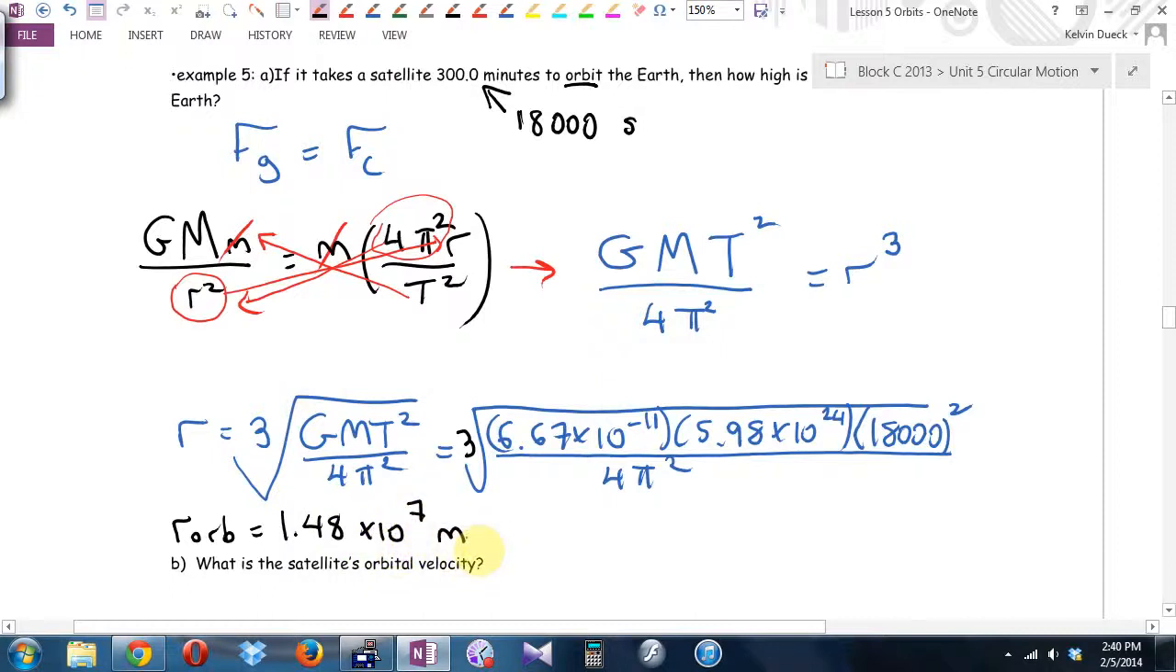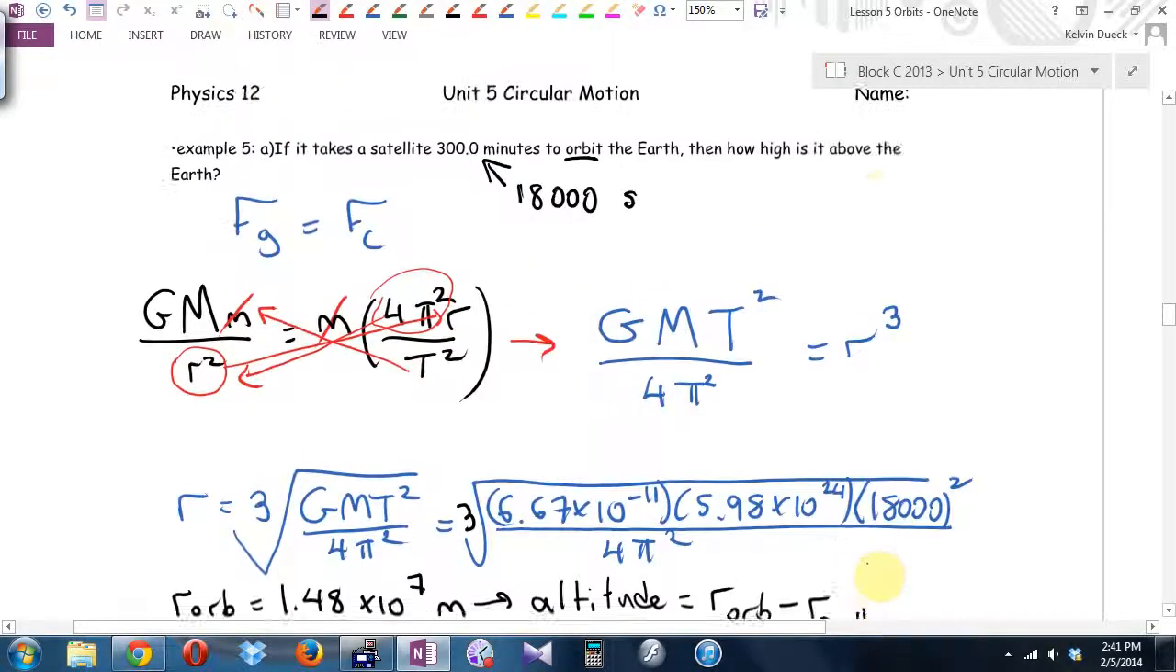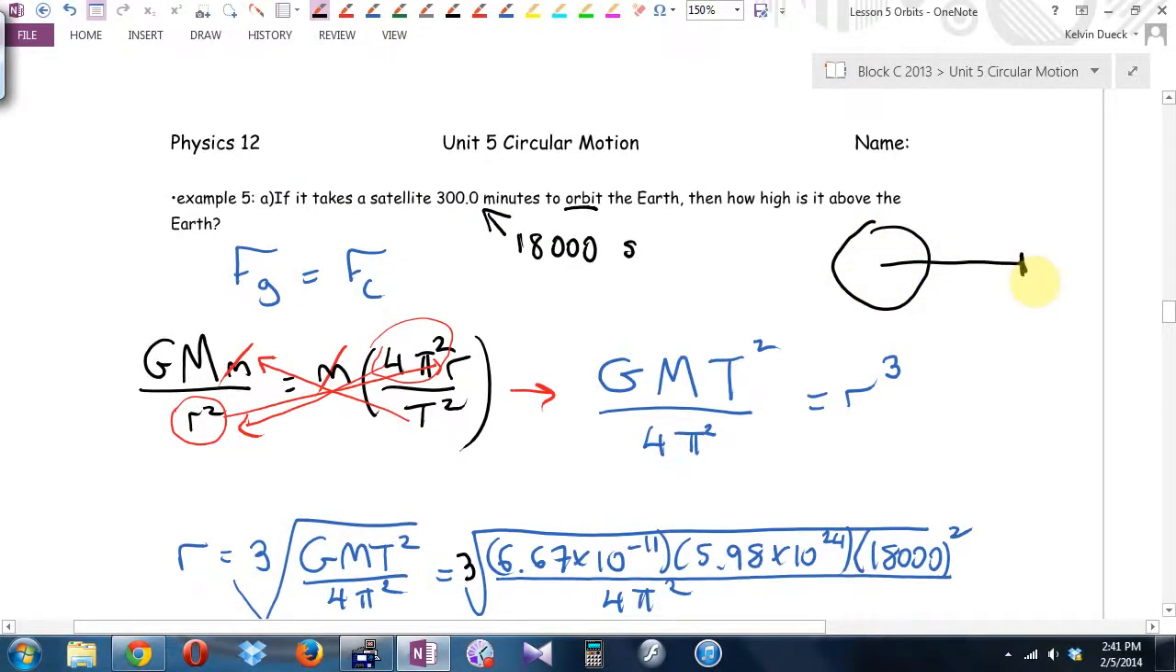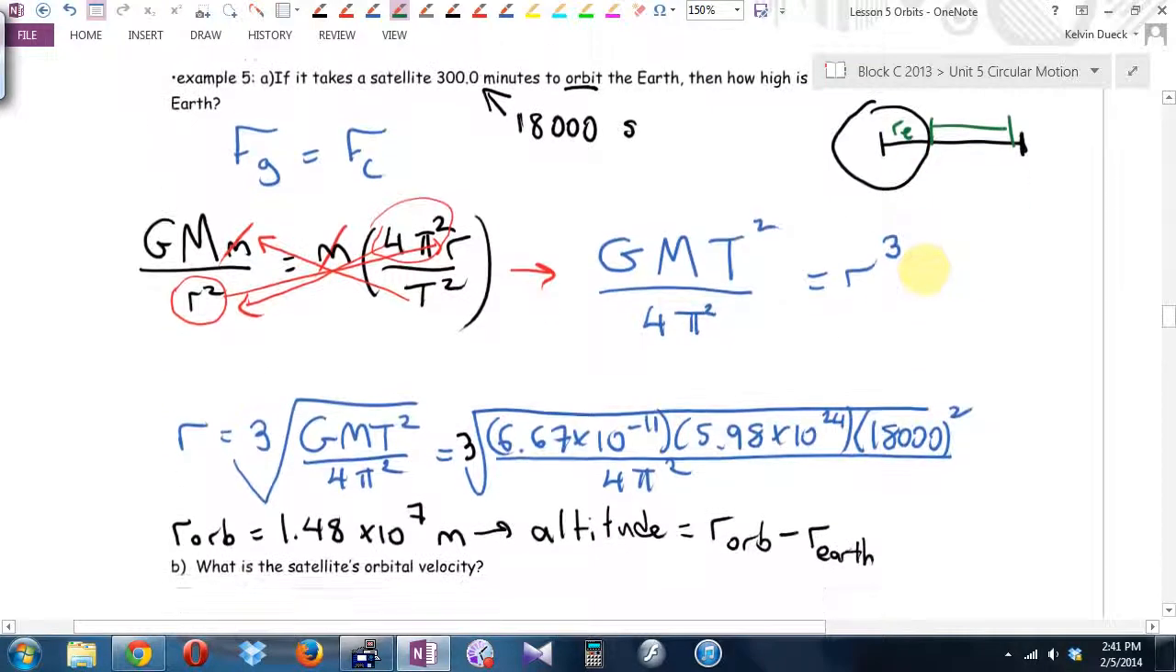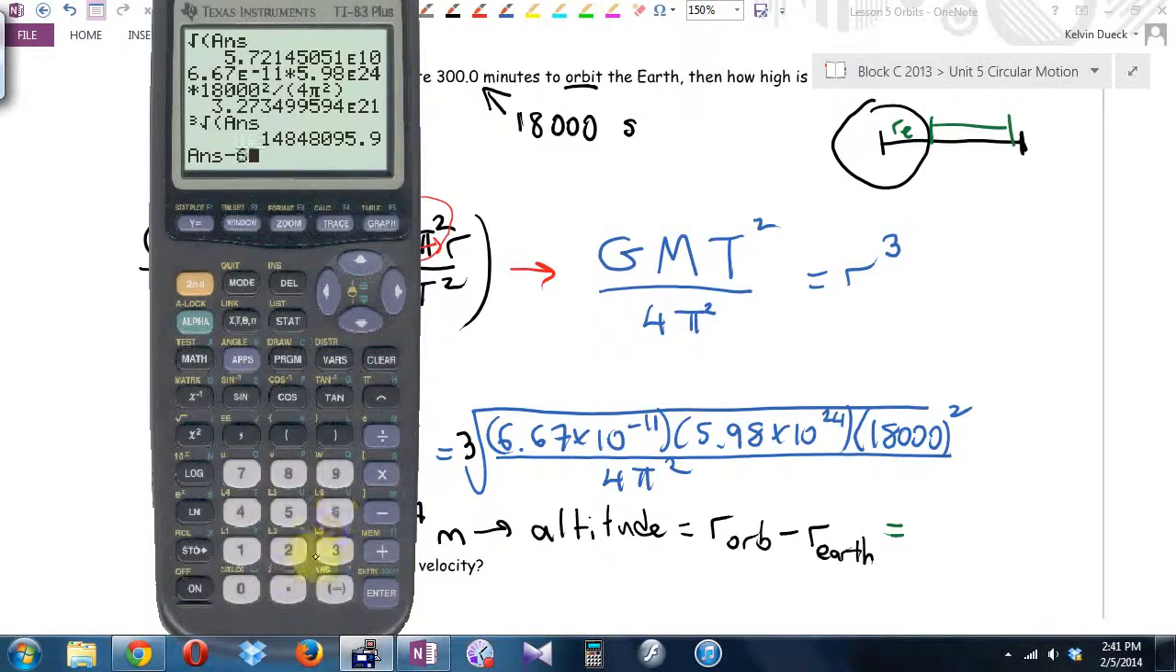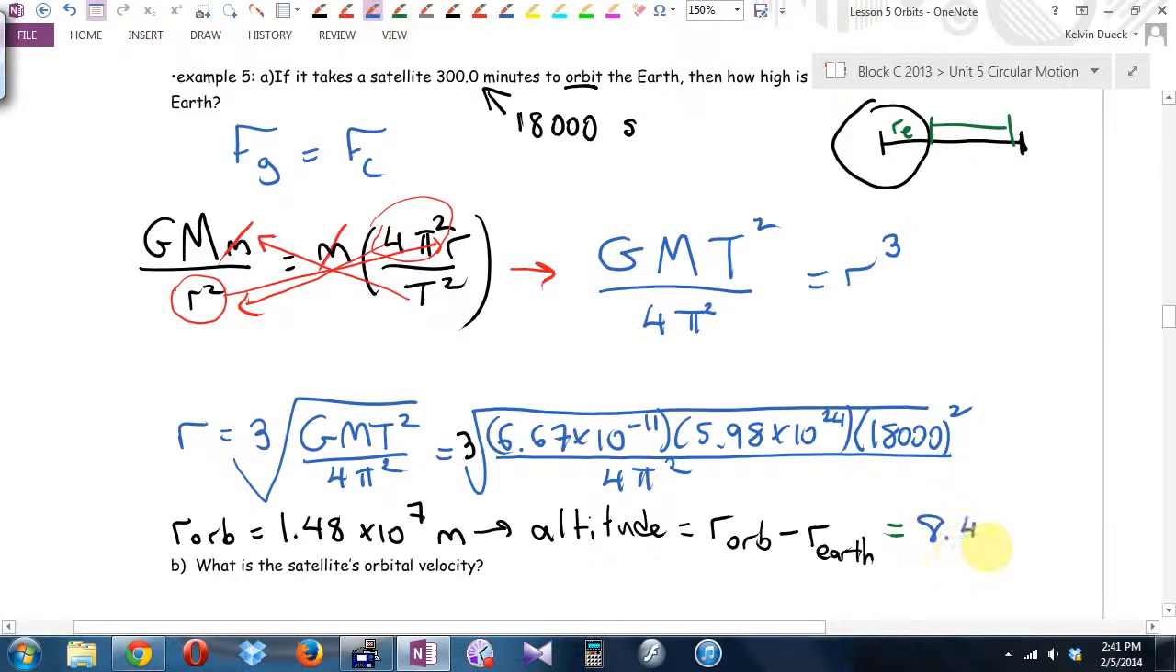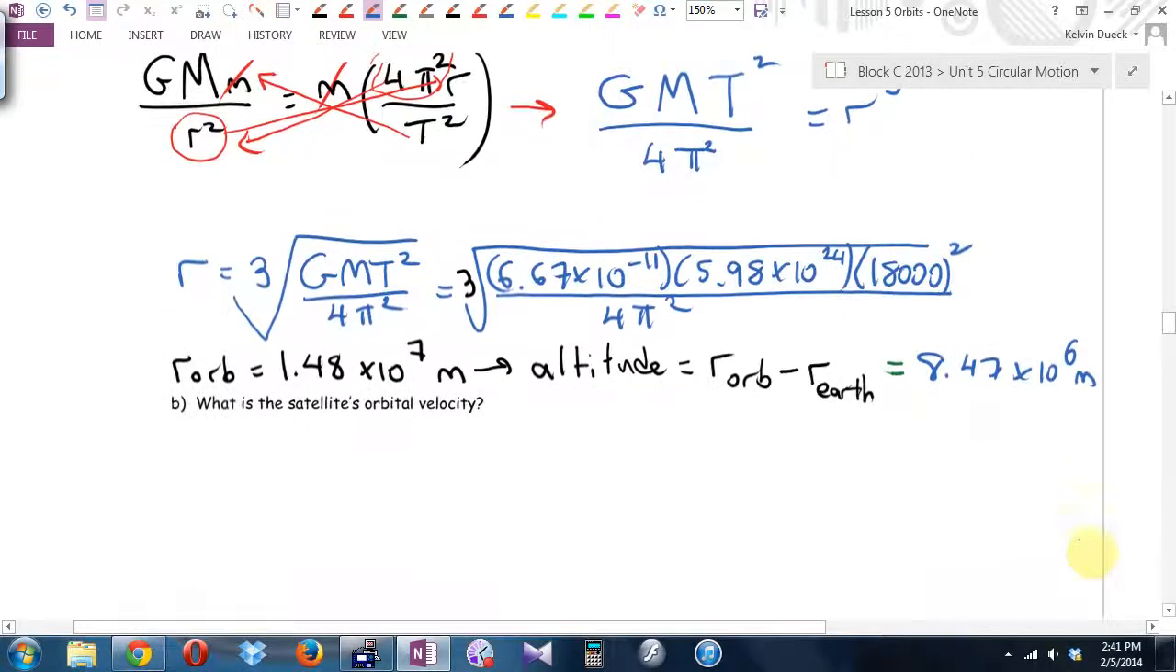Now that's its distance from the center of the Earth, which is not what this question wanted. To change this into an altitude, that's going to be the orbital radius minus Earth's radius. Right? If you think about it as a picture, there's the Earth. We just calculated this distance right here. To find that, we'll subtract radius of the Earth. So if I go this number, take away 6.38 times 10 to the 6th, the altitude is 8.47 times 10 to the 6th meters. Pause here. We'll pick up with this on Friday. Orbits. Very cool.